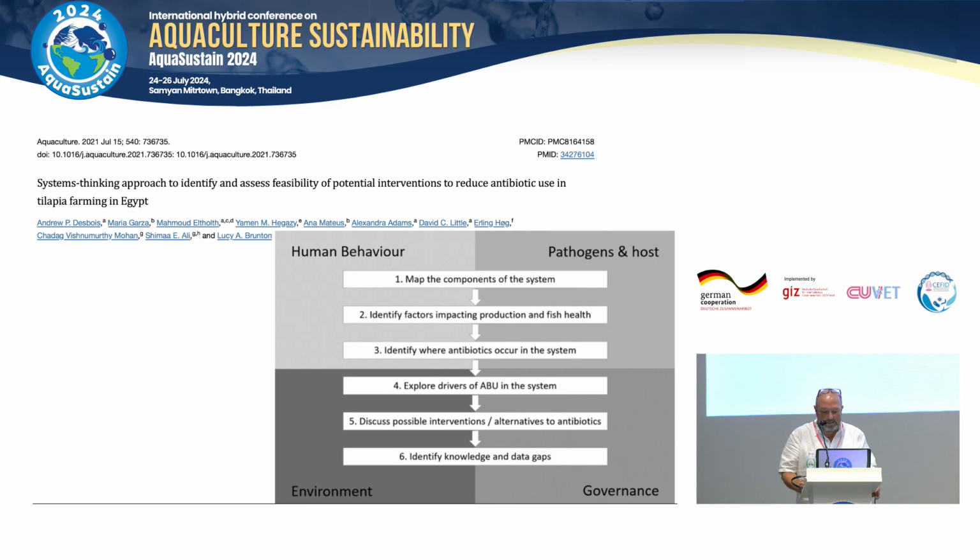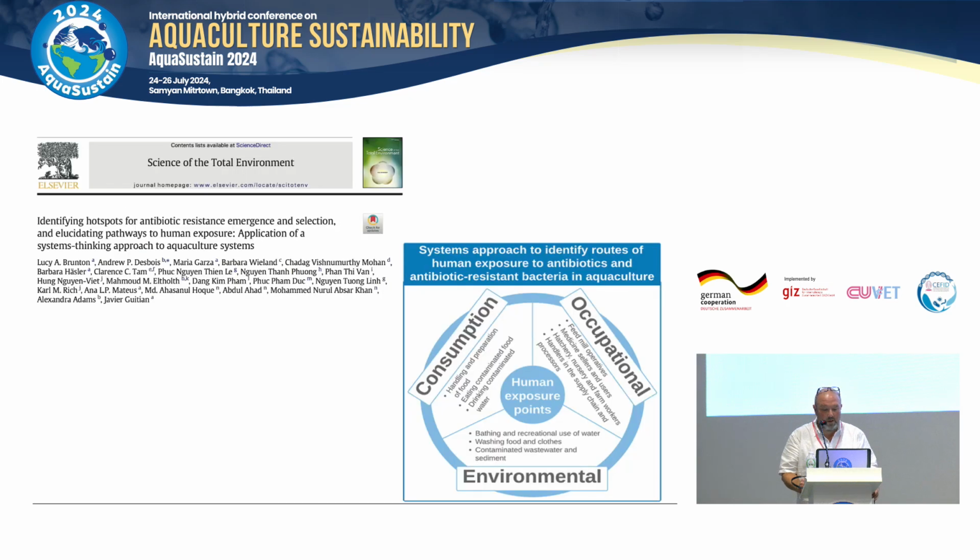But just going through these 6 steps here, this is the sort of graphical abstract, I think, of the paper, of the process that they went through, taking into account the different areas that are of stakeholders and of relevance, so human behavior, pathogens and host, environment and governance. So if you think about all of those questions and address all of those points in that broad context, then you can start to draw a systems map. We'll see an example of one of those in a minute.